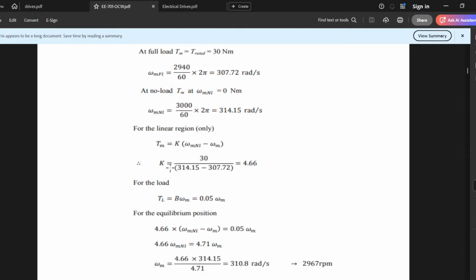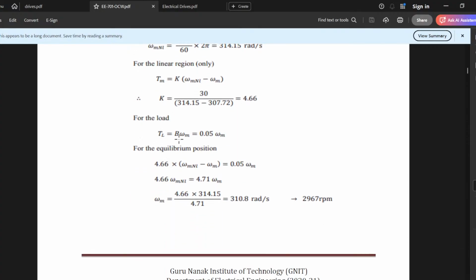For the load, torque becomes B omega m, that is 0.05 omega m. Omega m is 307. For the equilibrium position, 4.66 is K into this, and this is equal to this. 4.66 omega, 4.7 omega.